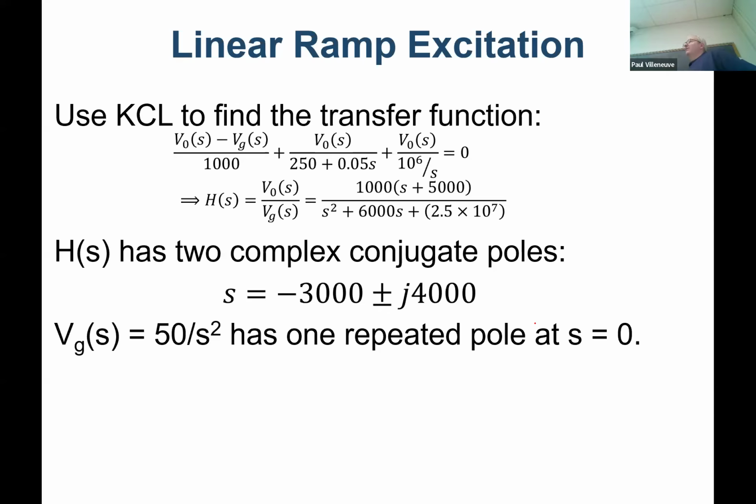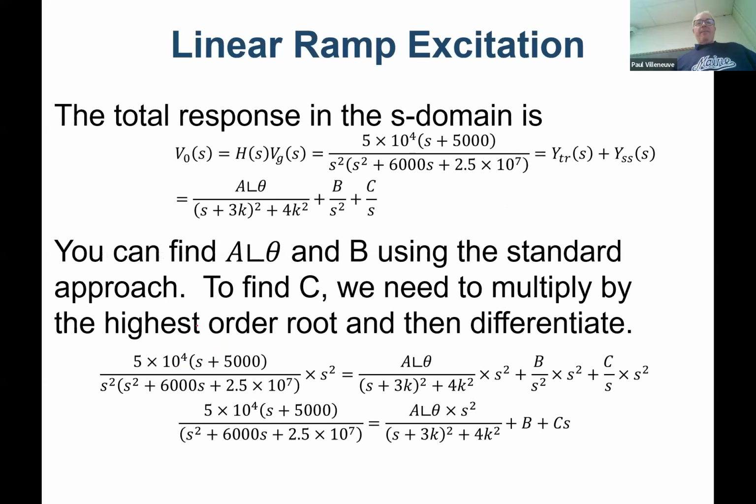Very first thing I'm going to do is do the quadratic equation to solve for the roots. And I end up with negative 3,000 plus j 4,000. So I notice that I have an input of 50 over S squared, and it's repeated, right? So I'm going to have to do my partial fraction expansion.